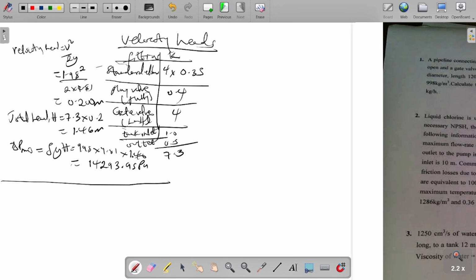So that's the difference between equivalent pipe diameters and velocity heads. Velocity heads will just calculate for the fittings, calculate for the pipeline, then add. But equivalent pipe diameters, you add the two to calculate for it.